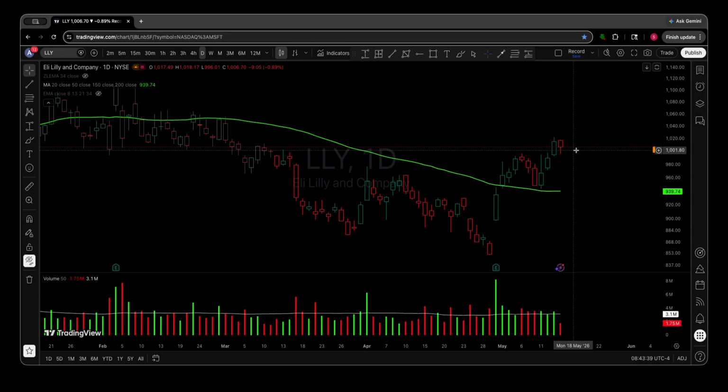So this is based on the charts that we see as of today, 15th May. But this is not a short-term trading opportunity, it's medium to long-term.